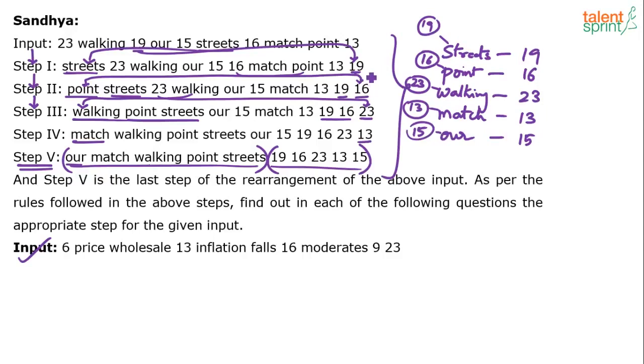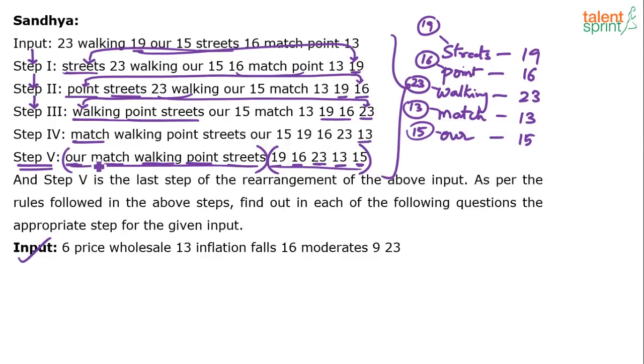So basically, the numbers are associated with the first letters of the words which are being moved. That's very clear. So street and 19. Street was moved with 19 because S is the 19th letter. Point was moved with 16. Walking was moved with 23 because W is the 23rd letter. Match along with 13 because M here is the 13th letter, and R, O is the 15th letter. That's clear. So why the number was moved along with the word is very clear.